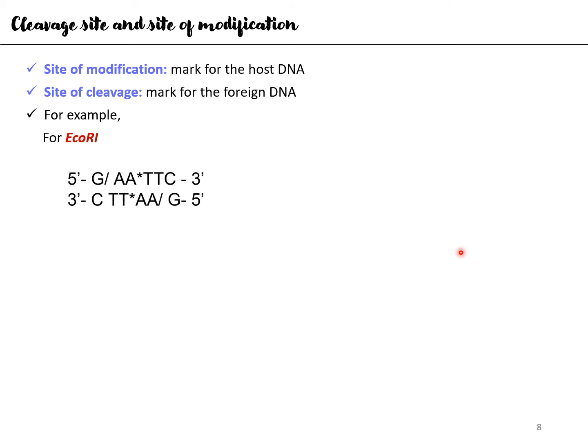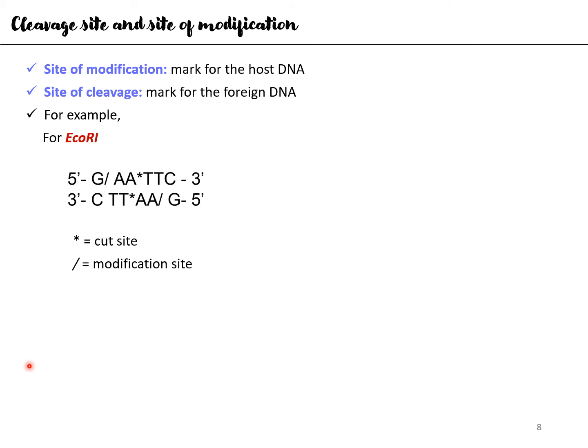For example, for EcoR1, this sequence GAATTC, you see it's a palindrome. On the other strand, it reads the same, GAATTC. So this is the palindromic sequence that is recognized by EcoR1, where the star indicates the cut site. So the enzyme will cut over here, whereas this hash or this hyphen indicates the modification site.